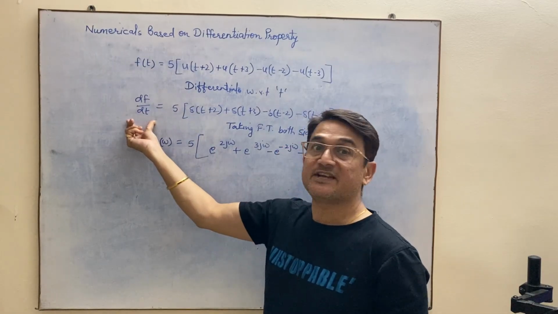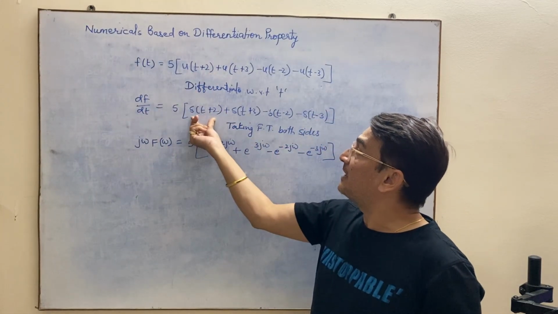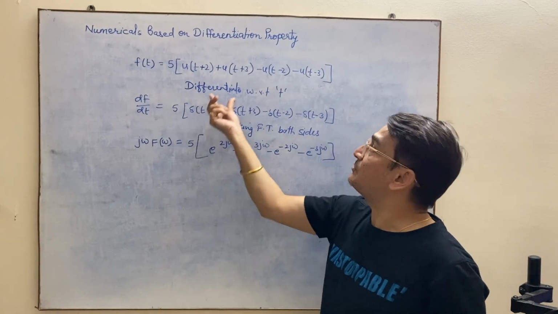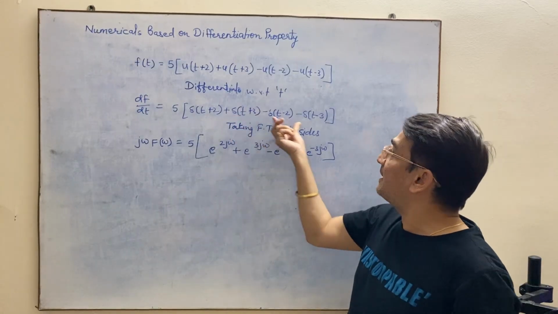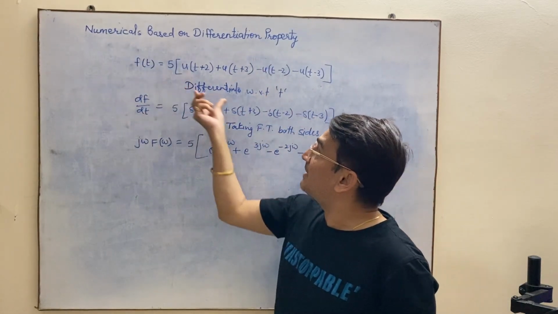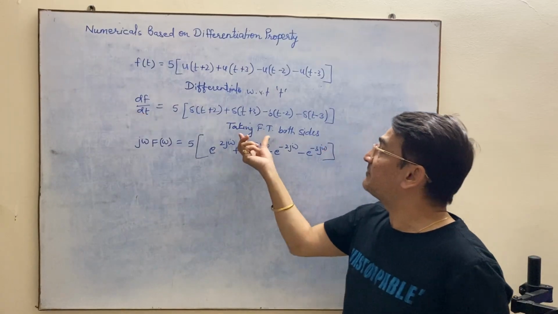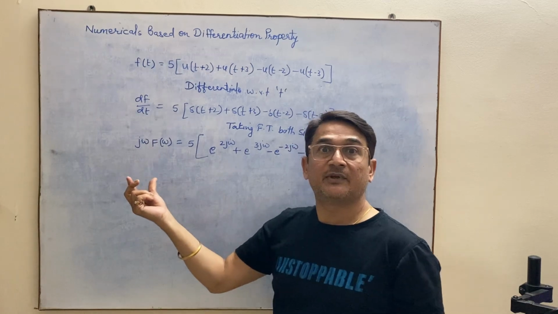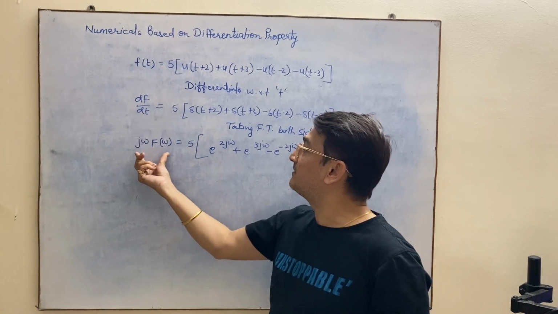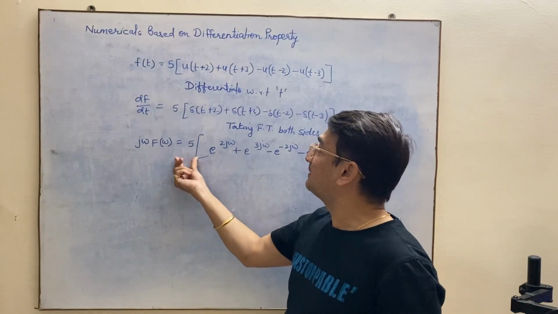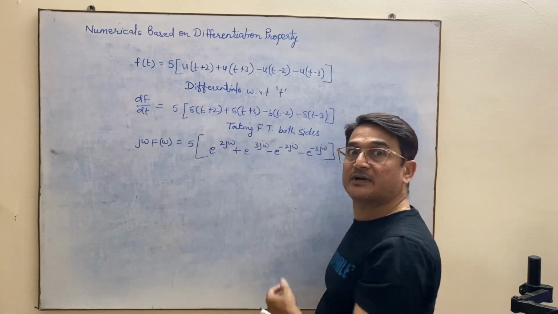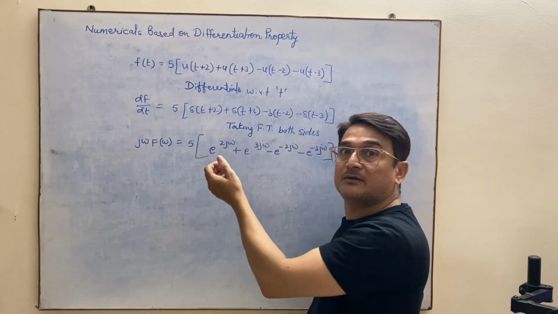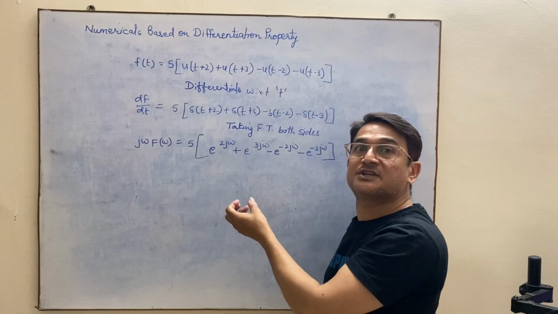So f(t) will become df by dt, u(t) will become delta t. Accordingly, 5 u(t plus 2) will become 5 delta(t plus 2), u(t plus 3) will become delta(t plus 3), and so on. So this is the conversion after differentiation, and then after this we simply take the Fourier transform on both sides. So df by dt, as we know from the time differentiation property, has a Fourier transform j omega F(omega). Then this is 5. Delta t has a Fourier transform 1. Now delta(t plus 2) is shifted, so it will be solved by using the time shifting property.